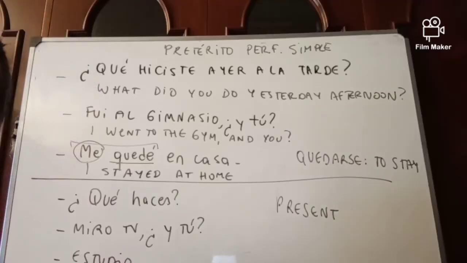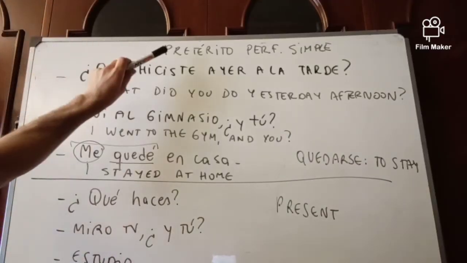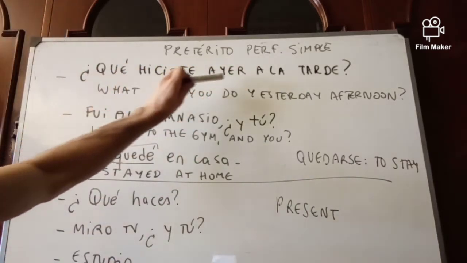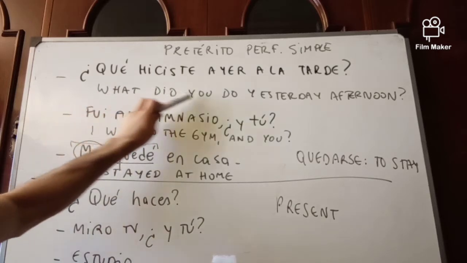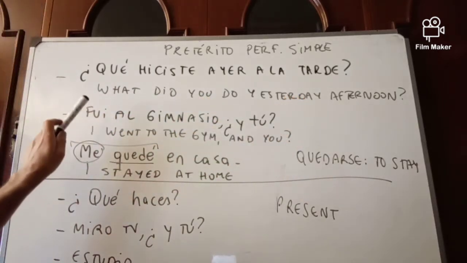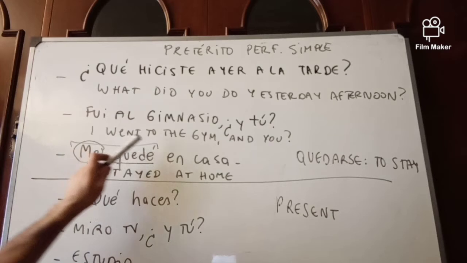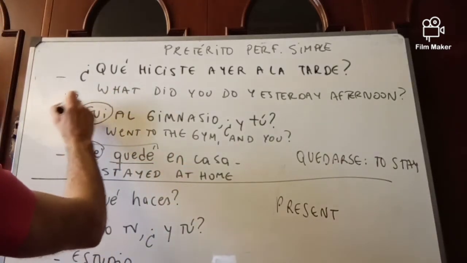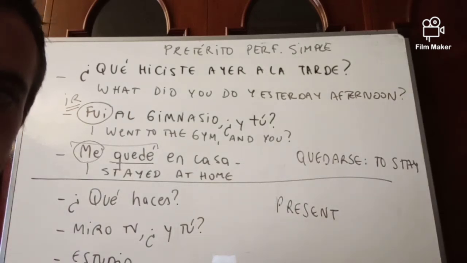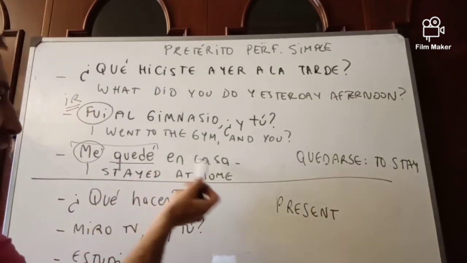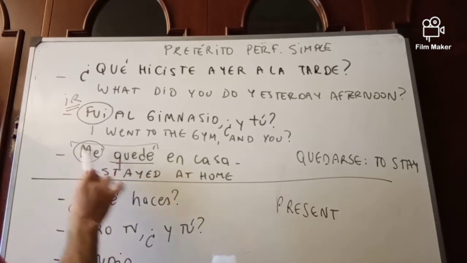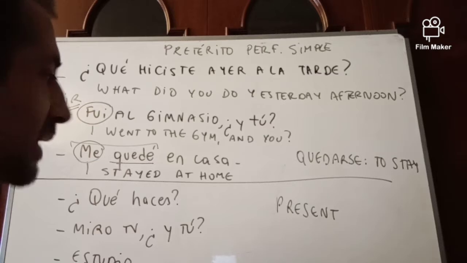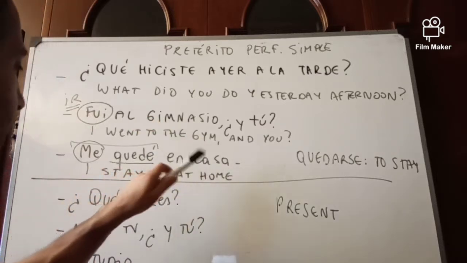Well, so now let's see examples. First of all, with the pretérito perfecto simple, or simple past. ¿Qué hiciste ayer a la tarde? What did you do yesterday afternoon? Fui al gimnasio, ¿y tú? I went to the gym, and you? So this is from the verb to go, ir. Then we'll see the whole conjugation. Me quedé en casa. It comes from the verb quedarse, that means to stay. I didn't go out at all. I stayed at home. Me quedé en casa.